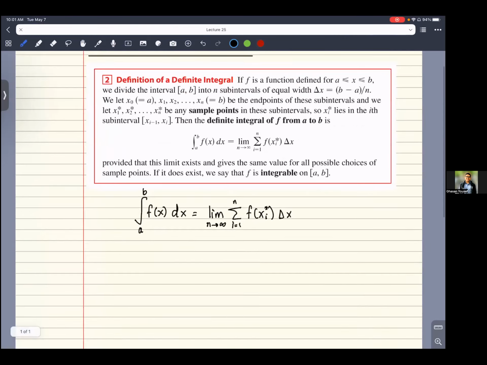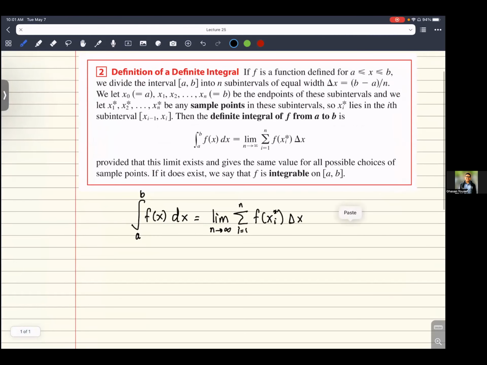Again, delta x, as we learned from the previous section, is the same as the endpoint minus the beginning point of the interval, over n.